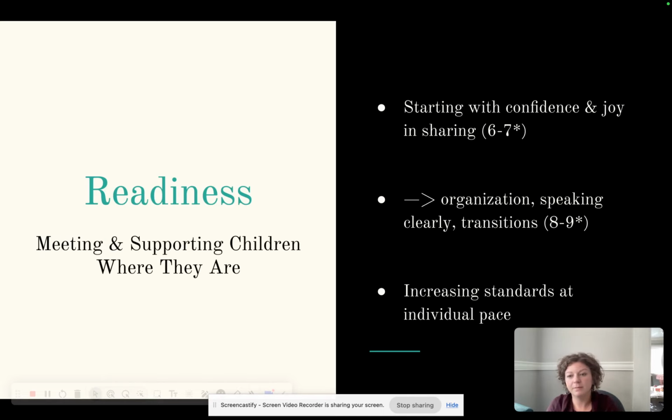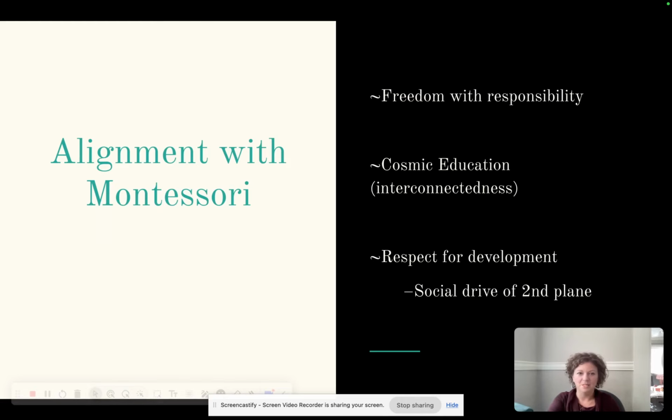So there isn't an exact age range, so you just, like I said, increase the standards as they're ready at their pace. Okay. So this method, I believe, aligns with Montessori in the fact that they were free to choose their topics, and they were free to choose whether they wanted to present or not.